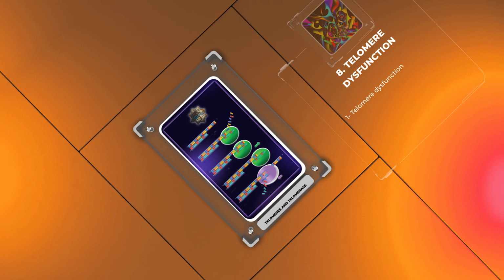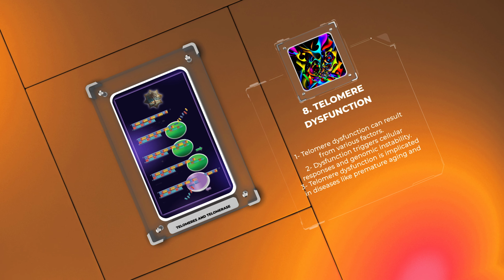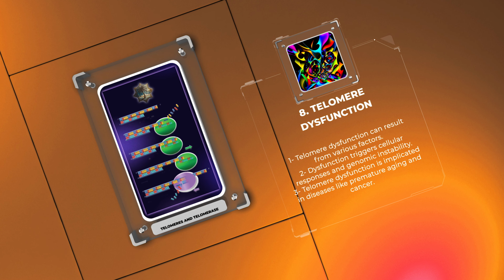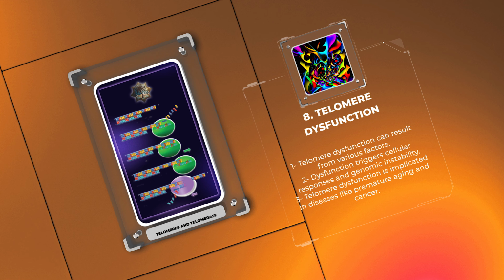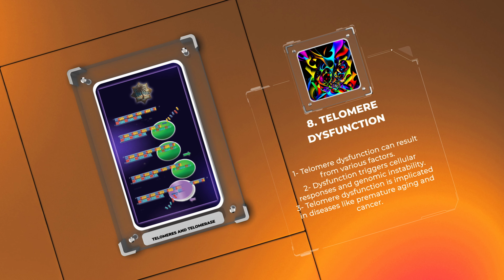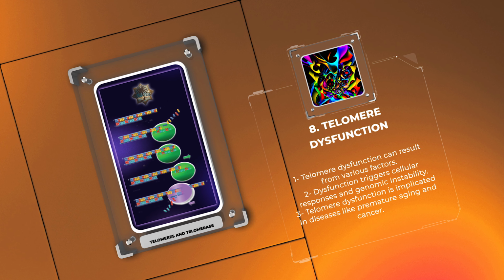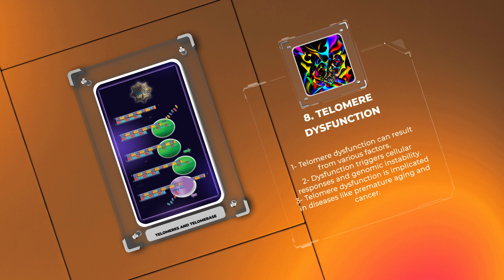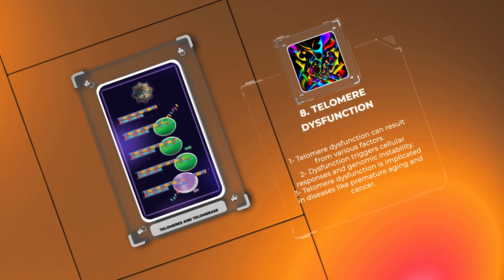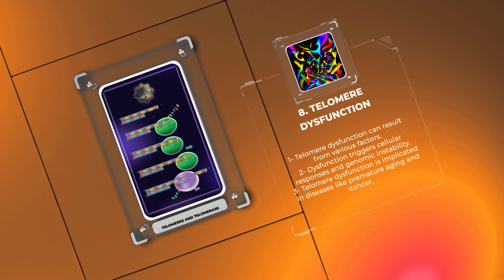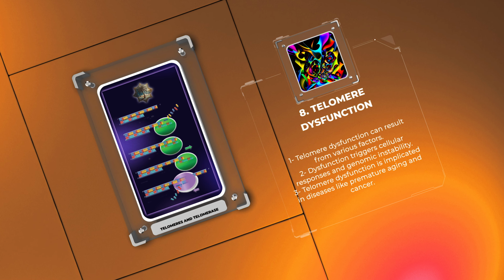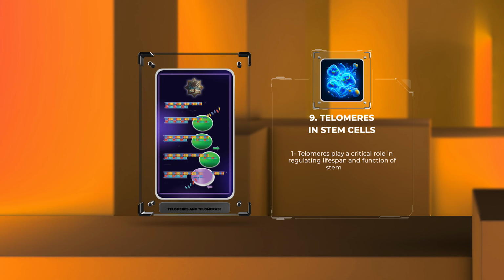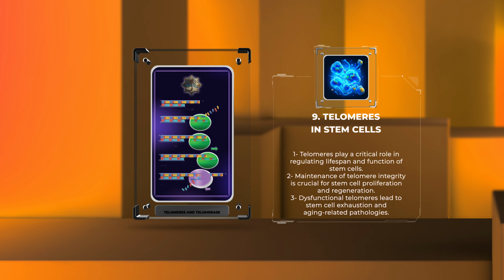Telomere dysfunction can result from various factors, including excessive telomere shortening, telomerase mutations, or telomere binding protein abnormalities. Telomere dysfunction triggers cellular responses, leading to genomic instability, DNA damage, and alterations in gene expression. Dysfunction in telomeres has been implicated in a wide range of diseases, including premature aging syndromes, bone marrow failure, neurodegenerative disorders, and cancer. Stem cells possess unique properties of self-renewal and the ability to differentiate into different cell types.